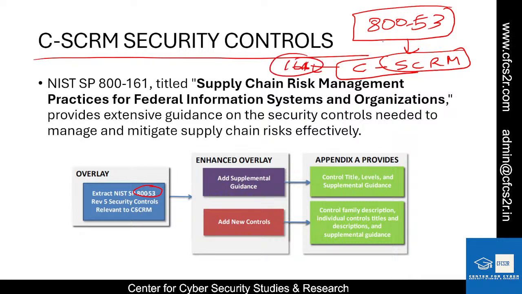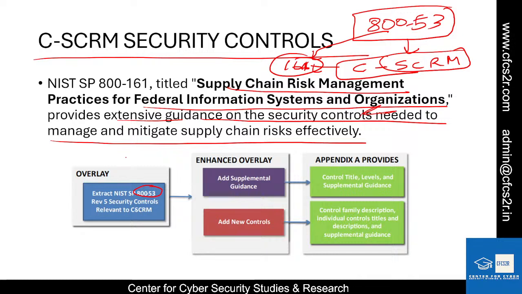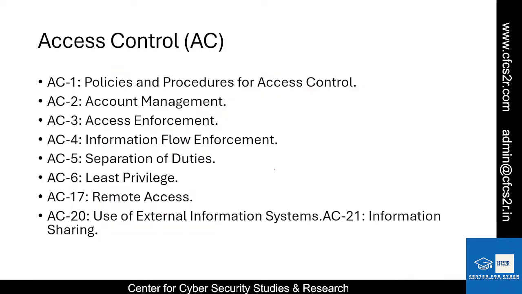Okay, so in 161, the controls of 853 are there, but the point is that only those related to cyber security are available. Basically, NIST SP 800 titled Supply Chain Cyber Security Risk Management Practices for Federal Information Systems and Organizations provides extensive guidance on security controls needed to manage and mitigate supply chain risk effectively. So what we are going to do is extract the controls which are related to cyber security only. We will put down additional supplemental guidance, and we can add our own controls also.